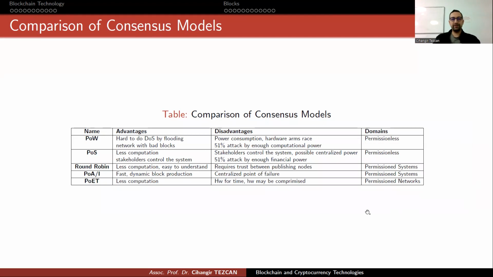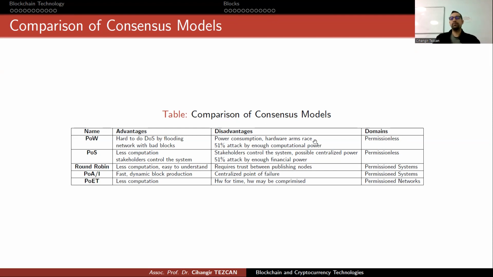So there's a comparison again from this document. Here are some of the algorithms, their advantages and disadvantages, and generally where they are used. In the permissionless case, think about proof of stake. An advantage is that it is hard to perform denial of service by flooding the network with bad blocks. Disadvantage, power consumption. This is why Ethereum moved from proof of work to proof of stake. Bitcoin consumes a lot of electricity, but compared to the banking system, it is still acceptable to me.